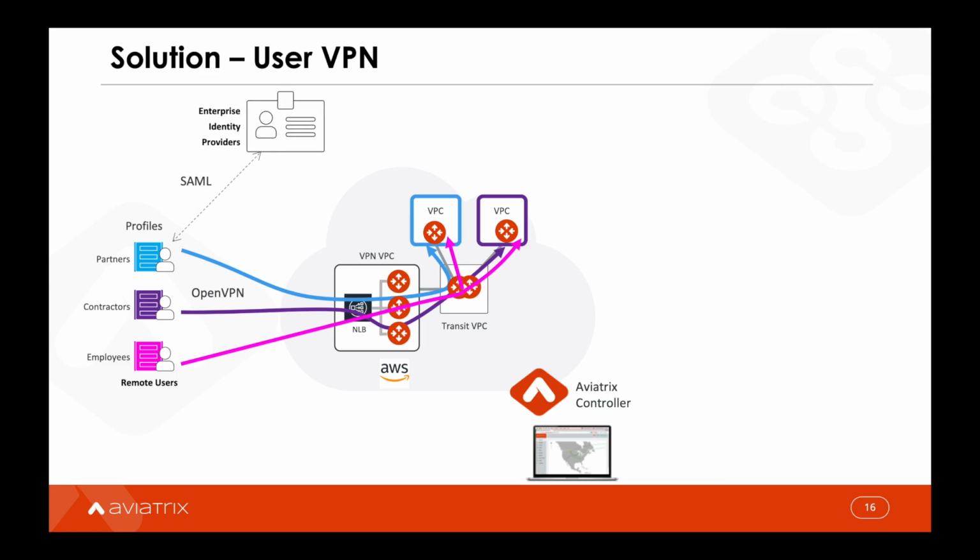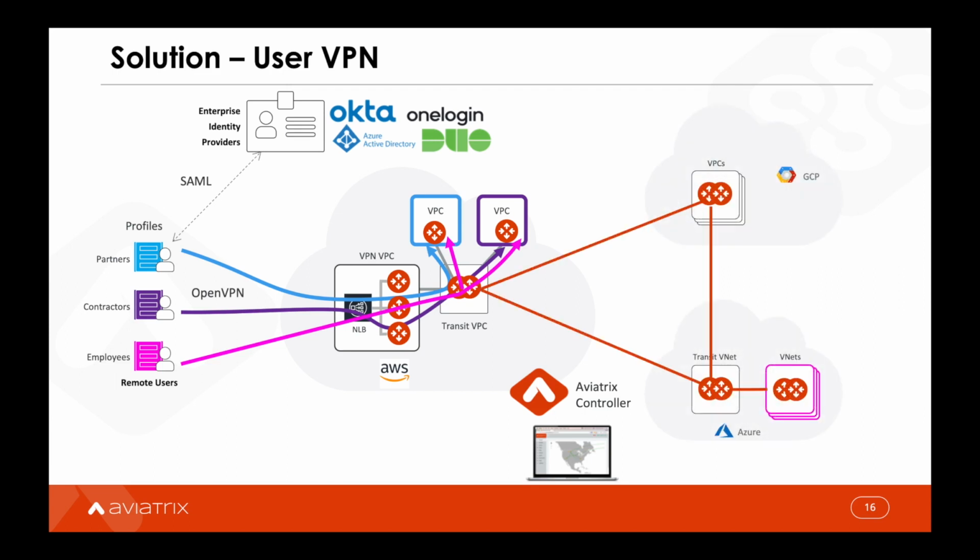For enhanced security and compliance reasons, enterprise-grade identity providers, or IDPs, are often required. These are where the directory of users is stored. Aviatrix supports a wide range of IDPs, such as Okta, Duo, Azure Active Directory, and OneLogin. Any IDP that supports the SAML standard is supported. What about if other clouds are brought into the picture, like GCP or Azure? At that point, users can connect to VPN gateways in AWS, GCP, or Azure, and then access the resources by using the Aviatrix multi-cloud transit backbone.